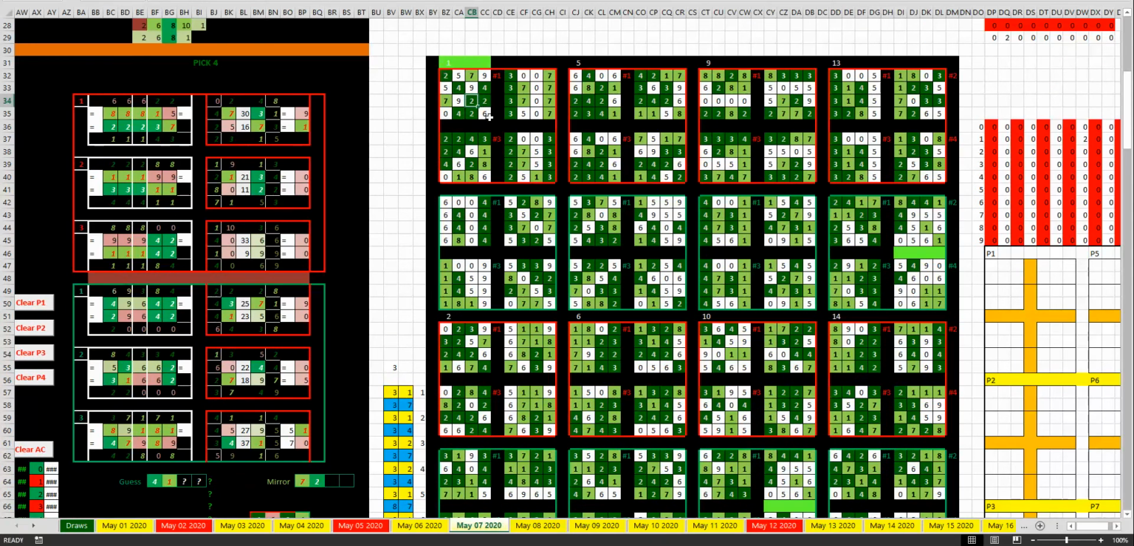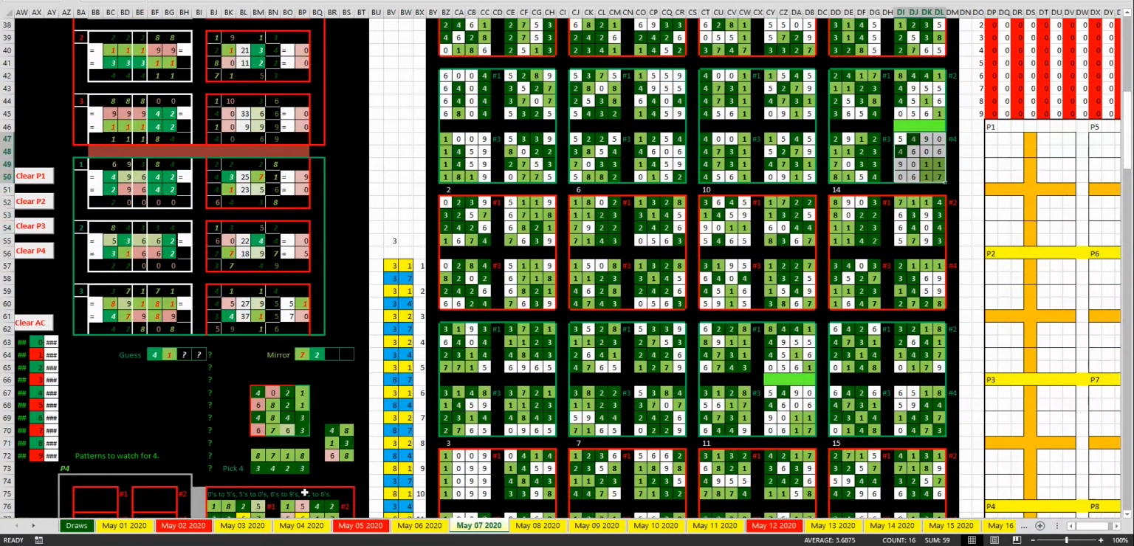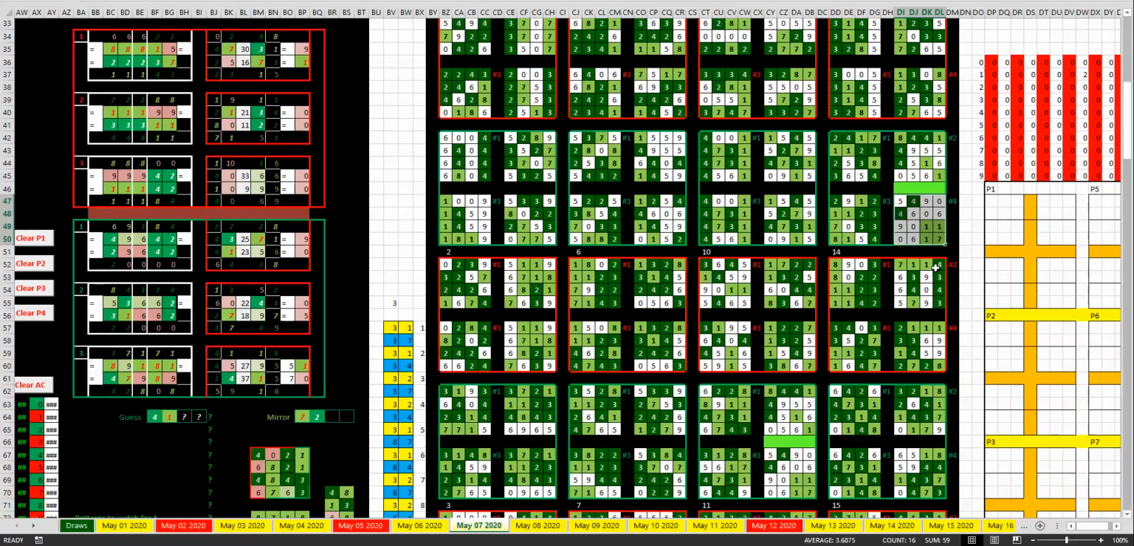There's the 8 that way. The 6 is 3 and 3 is 6. 3, 4, 2, 3. Over here, 3, 4, 2, 3.